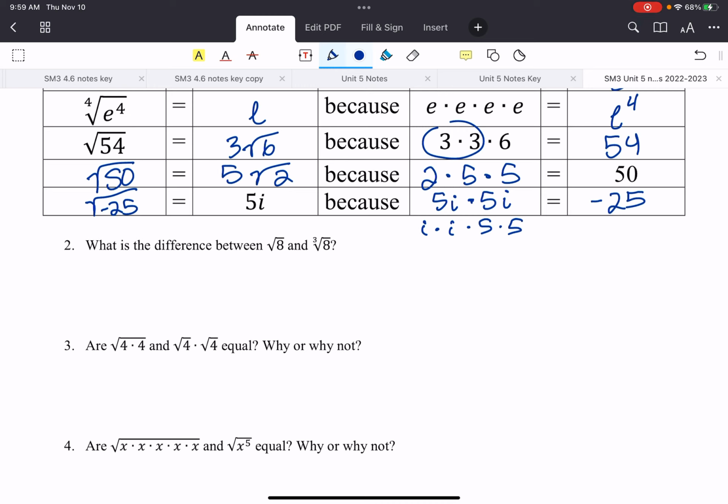What would happen if you did negative 5? You would get a positive 25. Because i times i is negative 1, times negative is positive 1. Thank you. Okay, that's why. Good. Okay, what does it mean when you're square rooting something?